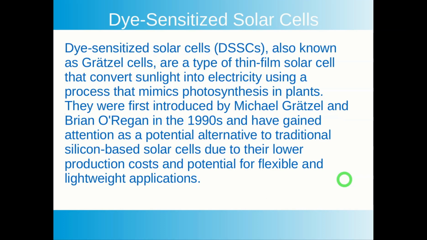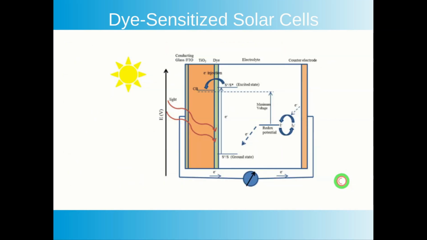Dye-sensitized solar cells, also known as Grätzel cells. This is also a thin film type solar cell which mimics the photosynthesis in plants. They were first introduced by Michael Grätzel and Brian O'Regan in the 1990s. They have gained attention as a potential alternative to silicon cells because of their lower cost of production, their flexibility, and their lightweight applications. Here is a diagram of a dye-sensitized solar cell.